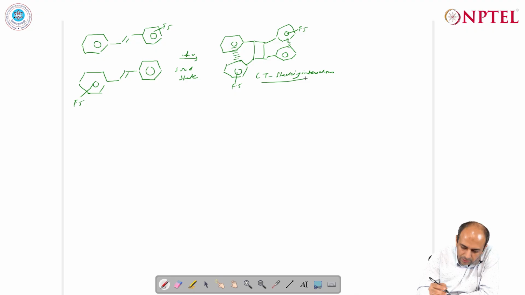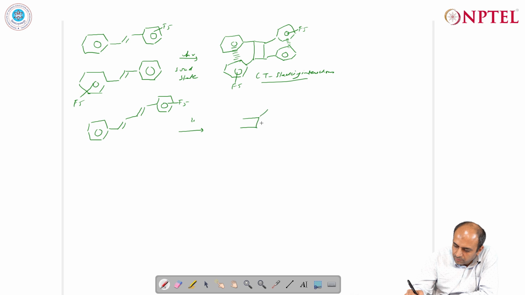You can extend this to longer olefins. So you have the two double bonds here, and we can have F5 here, and then again under similar conditions it can template the formation of structures.